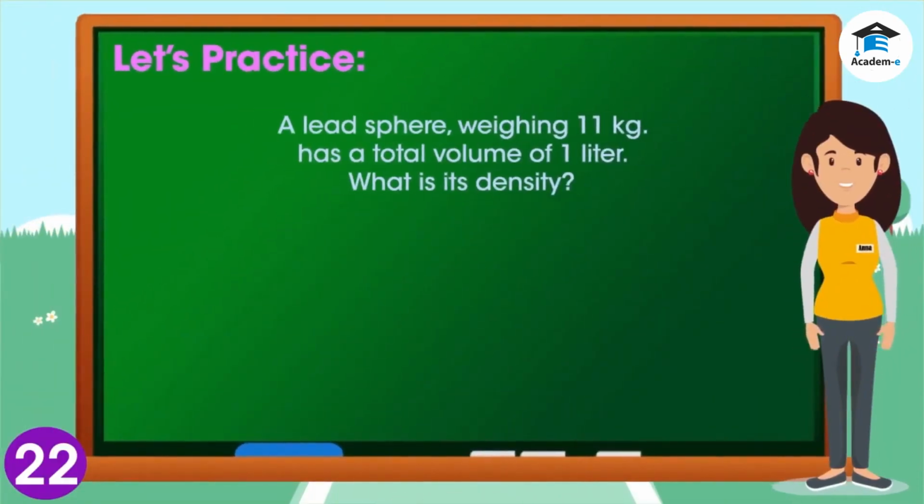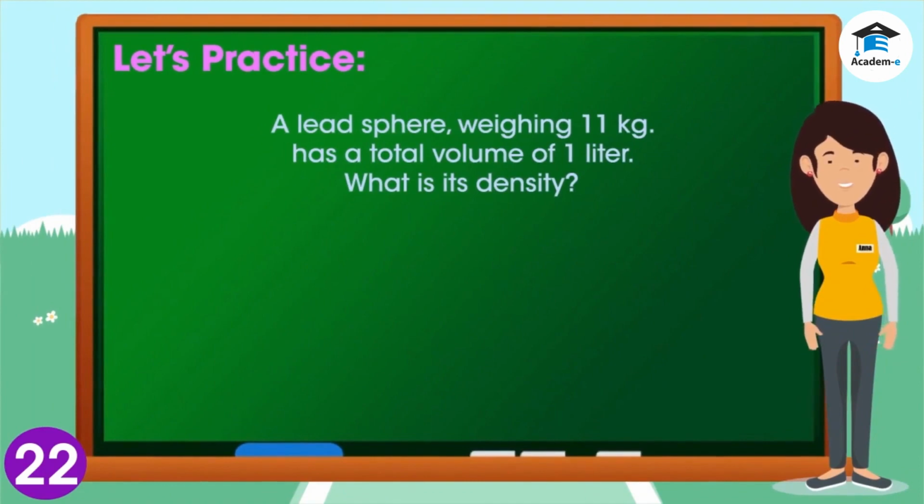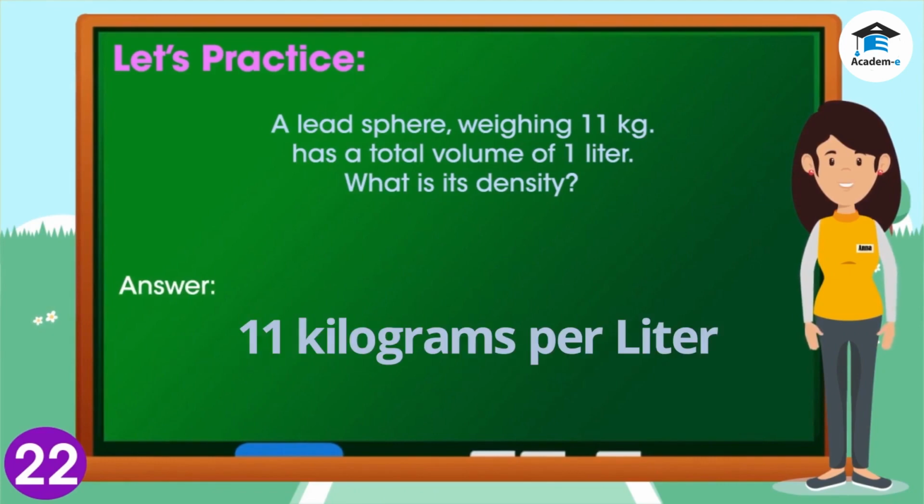Let's practice. A lead sphere, weighing 11 kilograms, has a total volume of 1 liter. What is its density? Answer: 11 kilograms per liter.